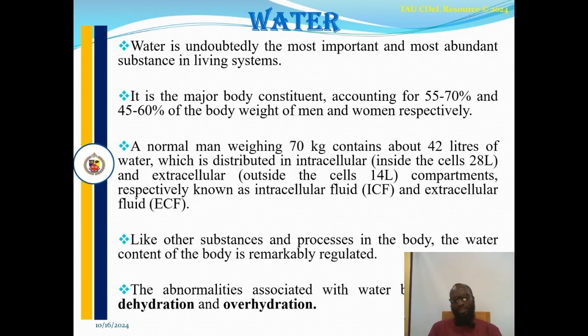Water is undoubtedly the most important and most abundant substance in living systems. You know, we can't even exist without water. We can't survive without water. Water is the major constituent of the body, accounting for about 55 to 70% of the body weight of men and 45 to 60% of the body weight of women. So a normal man weighing 70 kg contains about 42 liters of water. This is wonderful, 42 liters of water, which is distributed intracellularly and extracellularly.